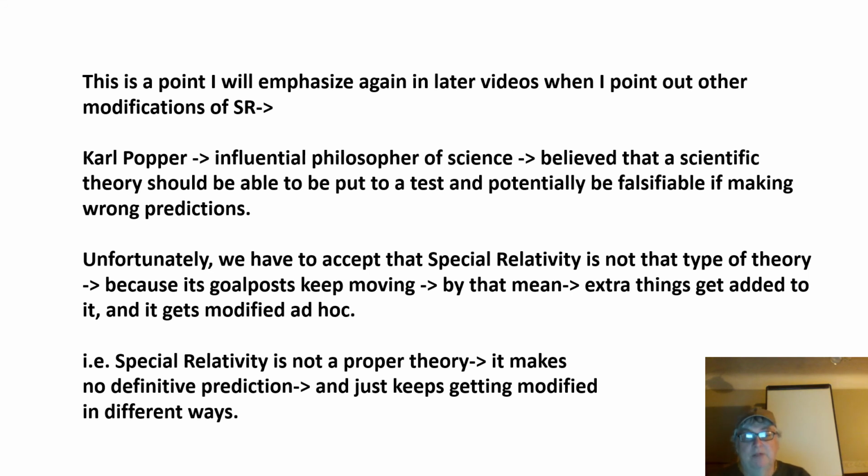Karl Popper, influential philosopher of science, believed that a scientific theory should be able to be put to a test and potentially be falsifiable if making wrong predictions. Unfortunately, we have to accept that special relativity is not that type of theory. What it was in 1905 is not really that clear, but people have modified it, and modifying it means moving the goalpost. Extra things are added to it and it gets modified ad hoc, i.e. special relativity is not a proper theory. It makes no definitive prediction and just keeps getting modified in different ways.